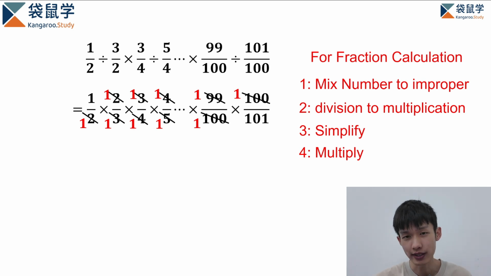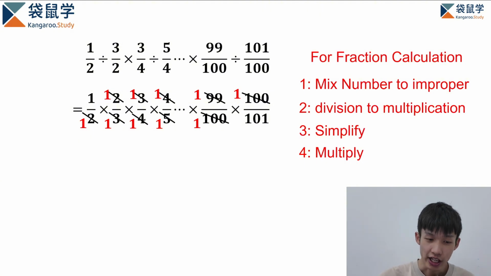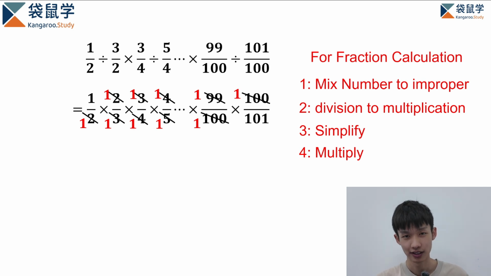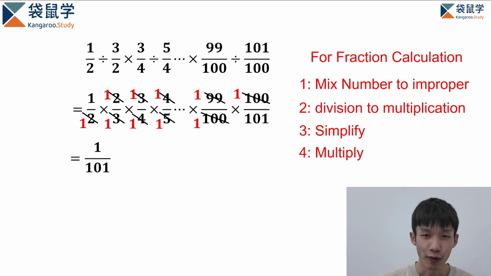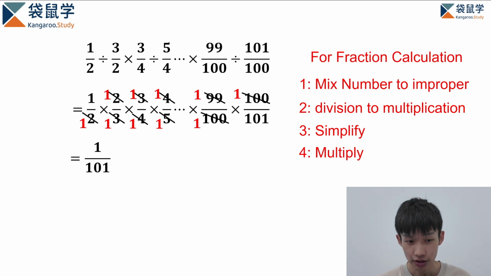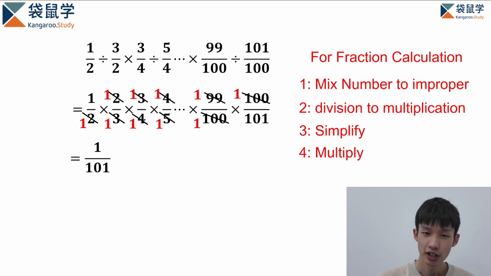How about 101? Can we cancel that? You cannot, because that will be the last number, and there is no more numerator that is equal to 101. So in this case, what we are left with is just the numerator 1 and the denominator 101. So the answer is just 1 over 101. You see, this calculation seems to be very hard, but following our stages, it's actually very simple. So for every fraction calculation, we can follow our 4 stages.